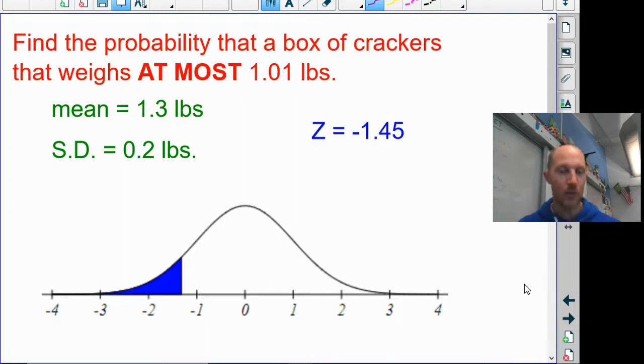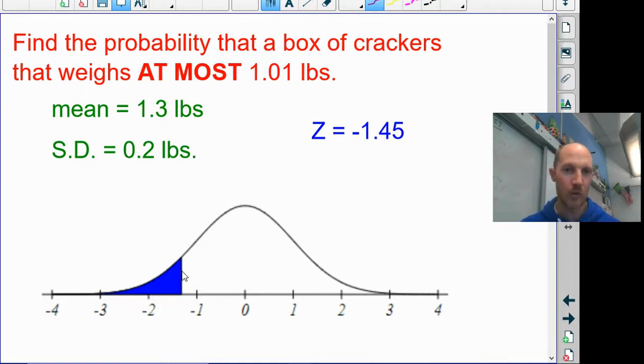So back to this question from the Do Now. If we were asked to find the probability that a box of crackers weighs at most 1.01 pounds, we're going to use the z-score. We've got the z-score already. It's negative 1.45. And from what we know already, a z-score of negative 1.45 is going to be less than the mean, so towards the left side of our bell curve. So here's the negative 1. It'll be about halfway between negative 1 and negative 2.